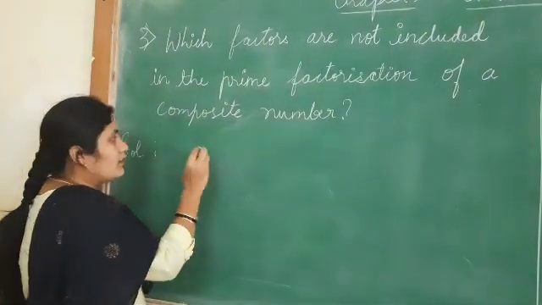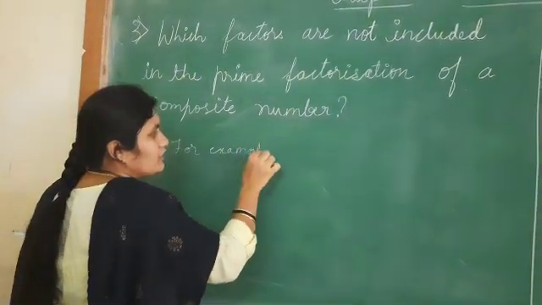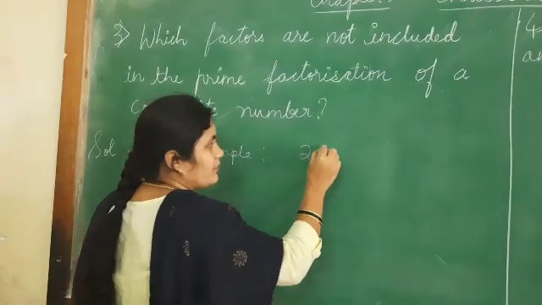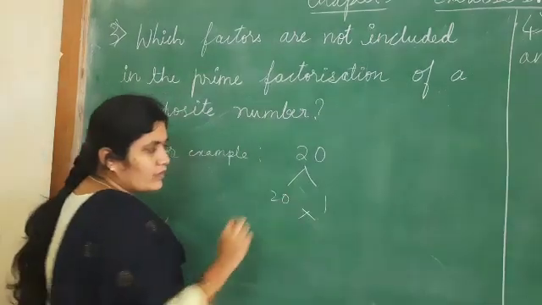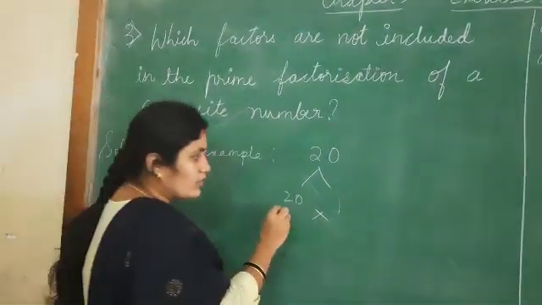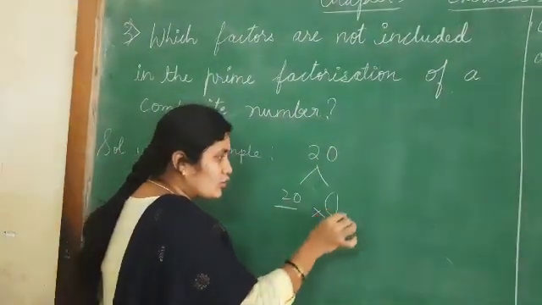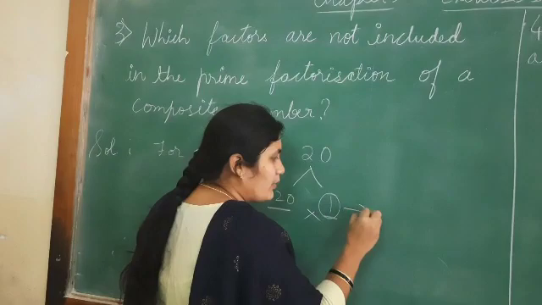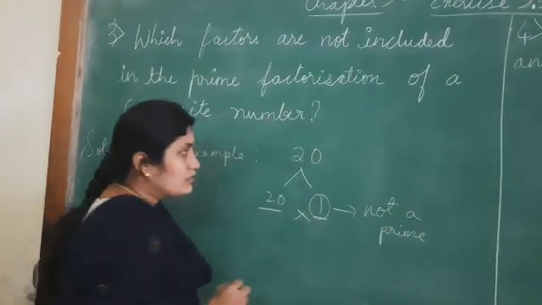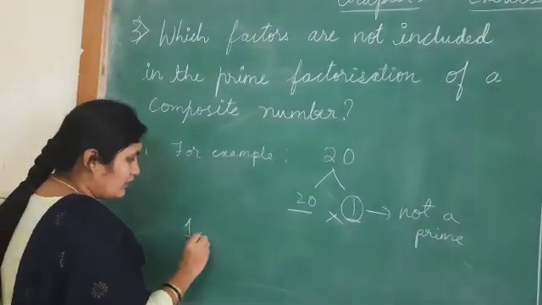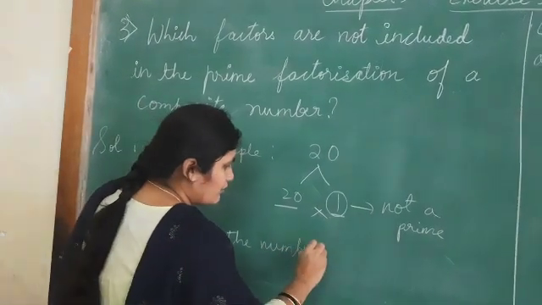I will explain this with an example. For example, if we consider 20, 20 cannot be written as 20 into 1, because 20 and 1 would be the final factors. You can extend again, but 1 should not be taken because 1 is not a prime. So you cannot include 1 and the number itself.